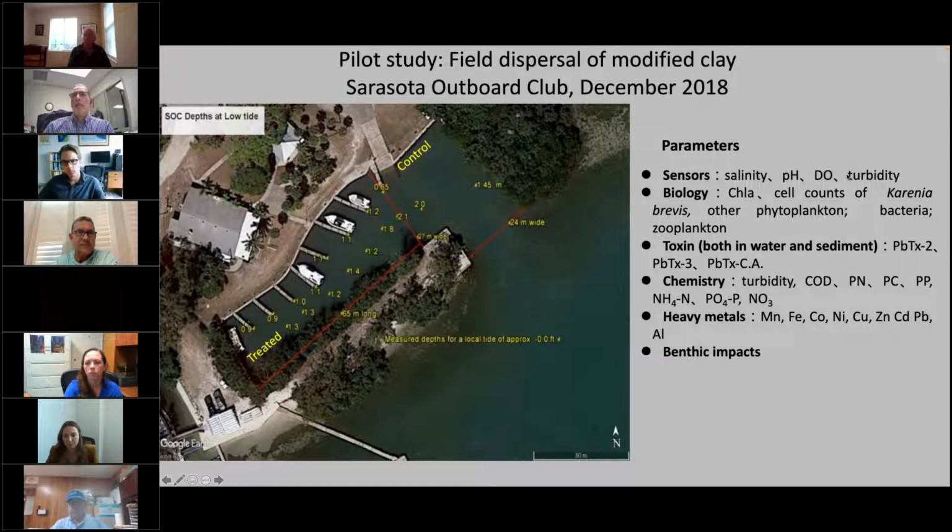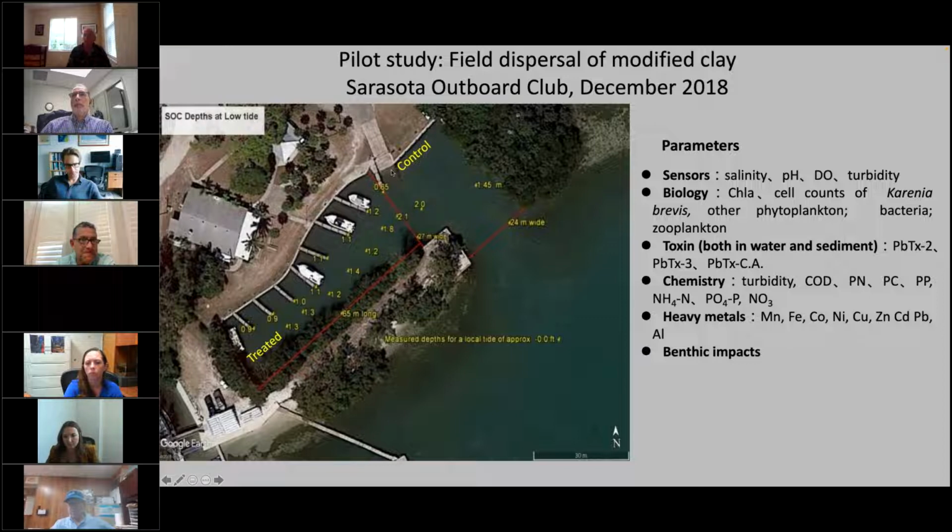And notice all the parameters to be measured: salinity, pH, dissolved oxygen, turbidity, chlorophyll, cell counts, other phytoplankton species, bacteria, zooplankton, toxins, all these chemical parameters, COD, nitrogen, carbon, and so forth, heavy metals, especially to look at aluminum as a possible release from that polymer, and then benthic impacts as well. So a lot of different things were measured.